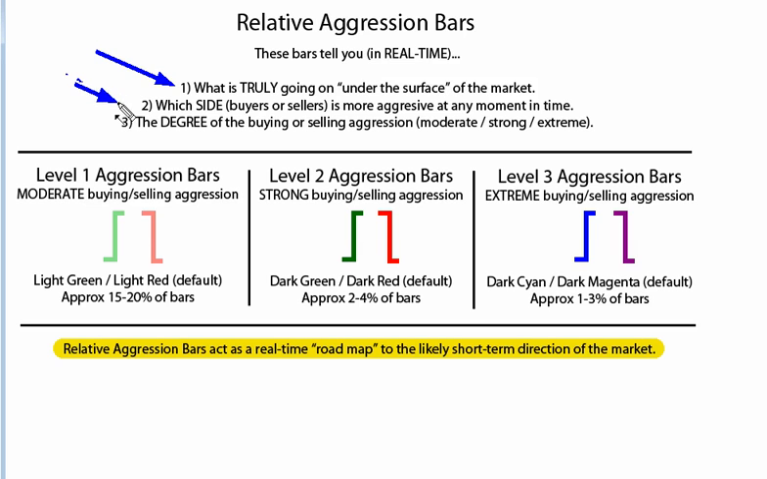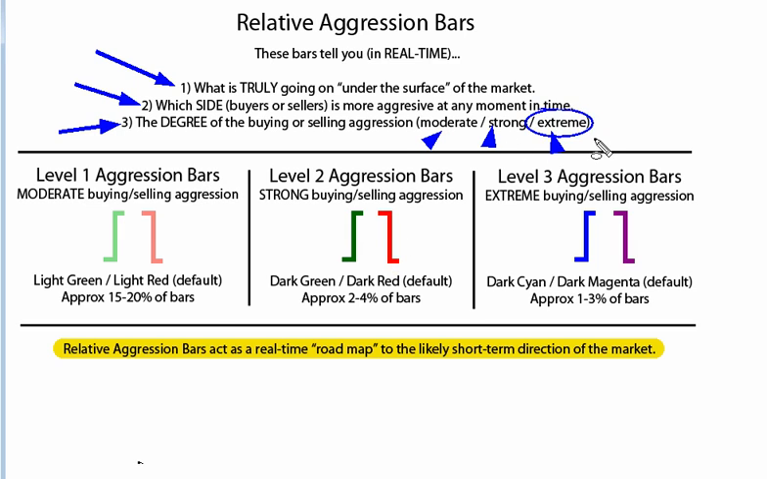So this software is telling you, first of all, which side, buyers or sellers, at any moment in time is more aggressive, which is incredibly important information. And then secondly, it's telling you the degree to which that buying or selling aggression is coming into the market. Is it moderate buying or selling? Is it strong? Or is it what we call level 3 or extreme?